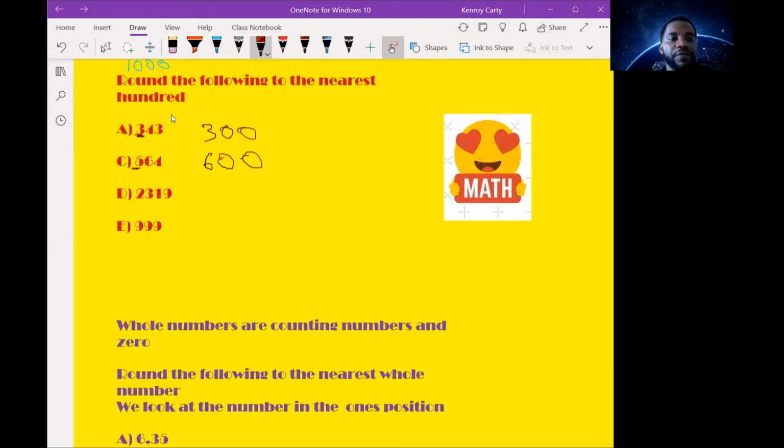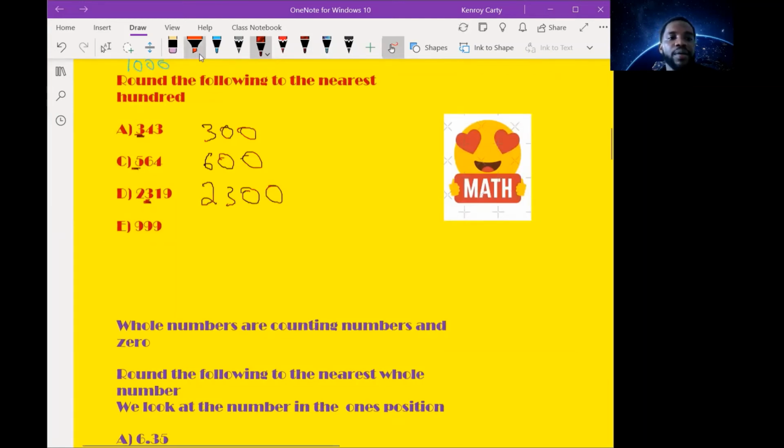2,319. We're looking for the hundreds position, which is the 3. The 3 is in that position. To the right of the 3, you have 1, which technically means that that 1 is less than 5, which means that this 3 is going to come back. So you're going to end up with 2,300.